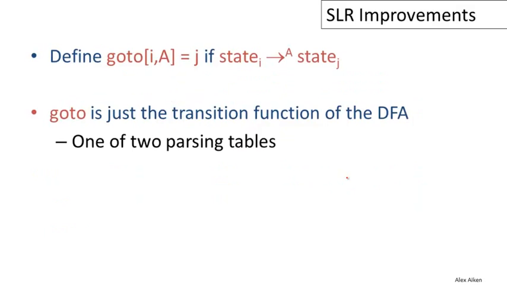So now we're ready to actually give the details of the parsing algorithm. The first step is to define a table, goTo, and this maps a state and a symbol to another state. This is just the transition function of the DFA. This is the graph of the DFA written out as an array.